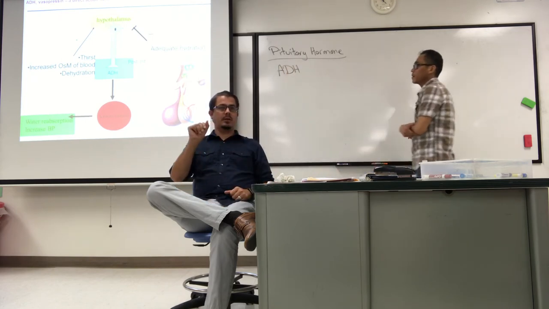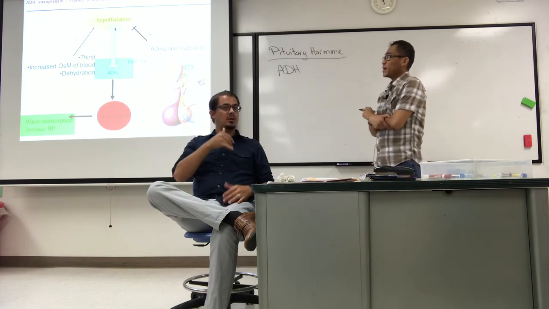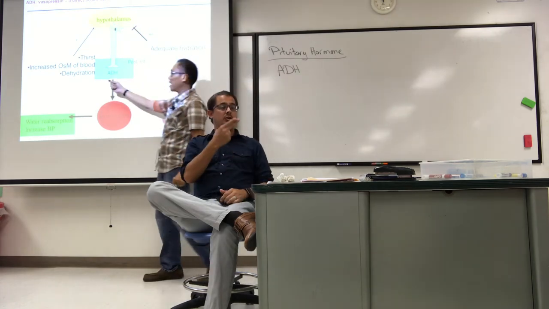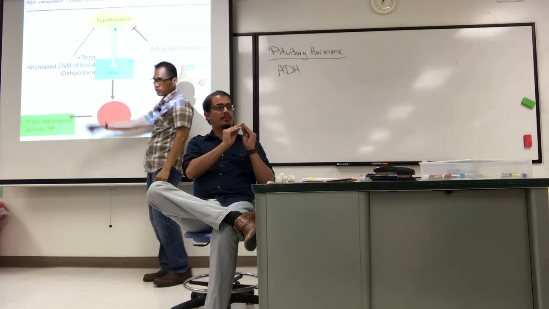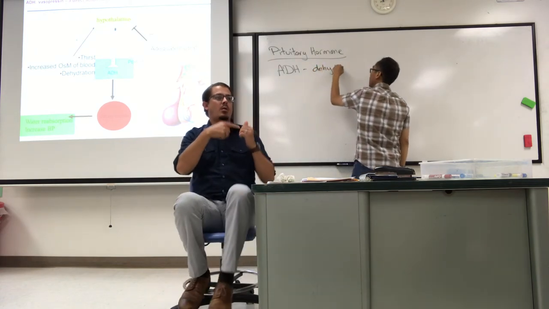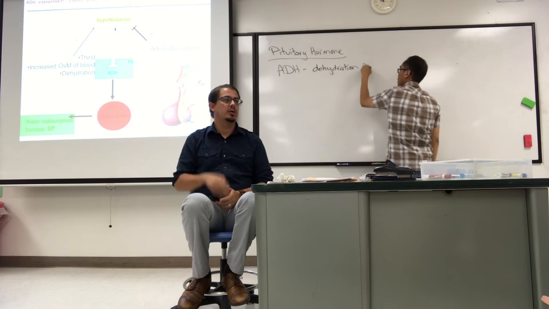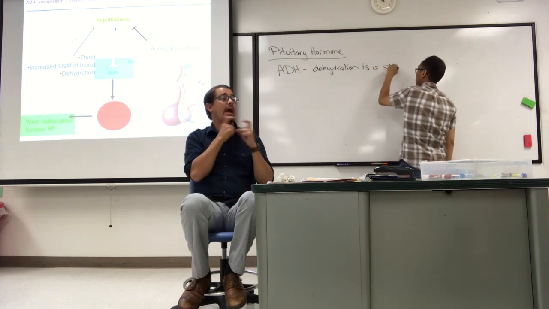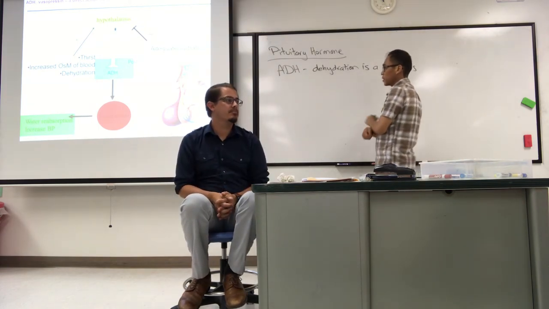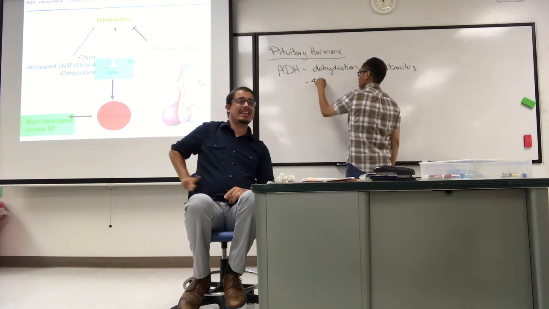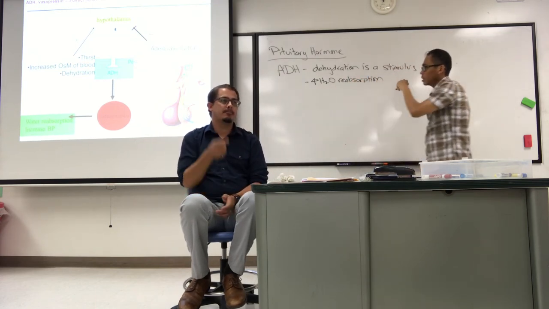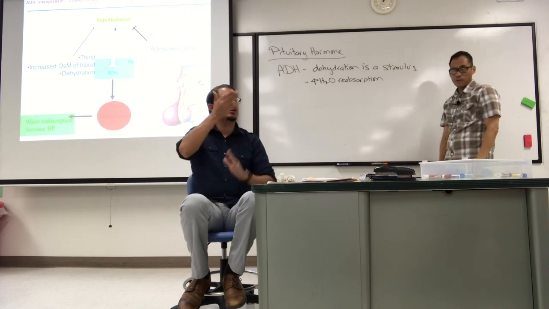Talked about ADH yesterday, okay? And we learned today it's released from the posterior pituitary. That's why I put a picture of that there. And what we had learned yesterday is that it can help correct dehydration. Dehydration is a stimulus for its release. And the function, when it targets the kidney cells, is to increase water reabsorption. And what I'd emphasized in lecture yesterday: you increase blood volume, increase blood pressure.